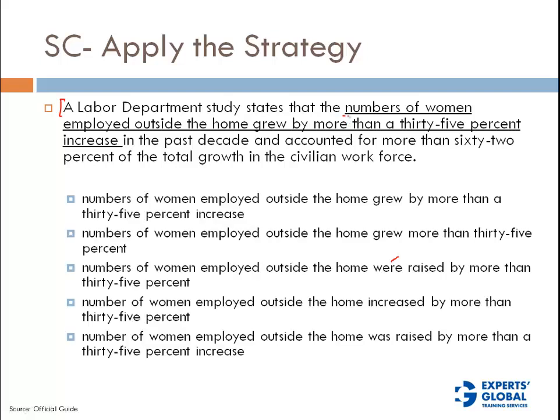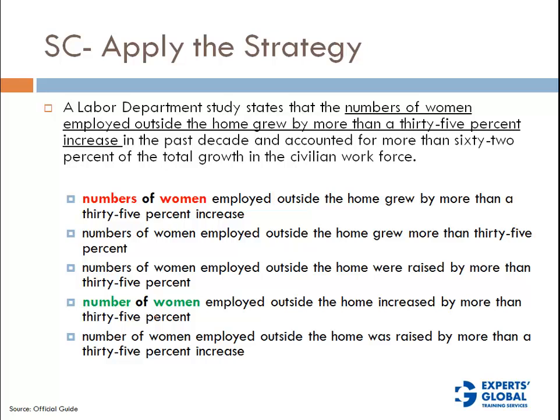So right from the moment this underlined part starts, I'm going to jump to the answer choices. And as I read these answer choices horizontally, I am going to compare them vertically. That is the strategy. Read horizontally and compare vertically. So as I read horizontally, numbers of women employed, I keep comparing them vertically, and I do see some difference. Some of the answer choices say numbers of women and some answer choices say number of women. This is the difference I see.